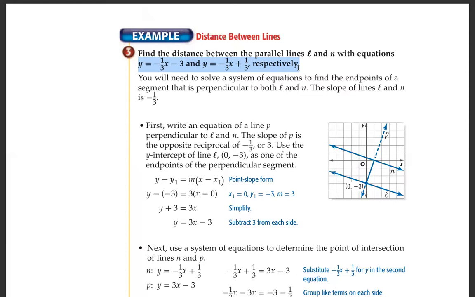At some point your distance is changing, so it's only applicable for parallel lines. To verify if they're parallel lines, we look at the two equations.